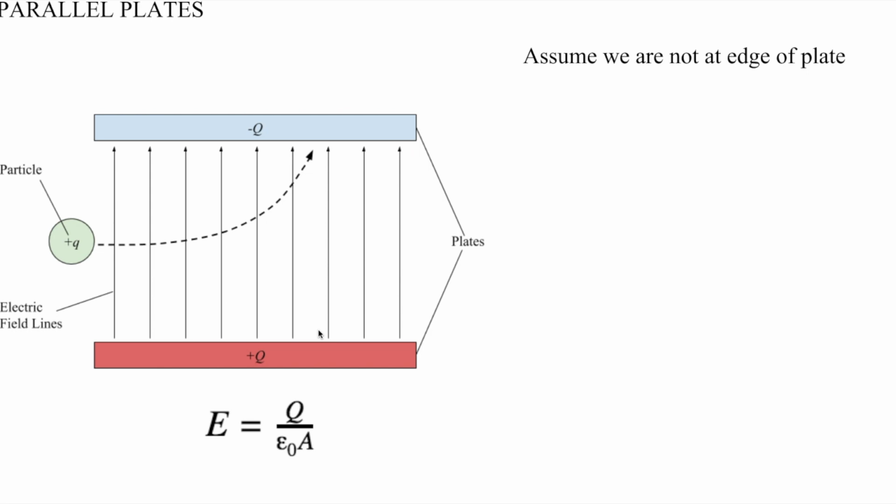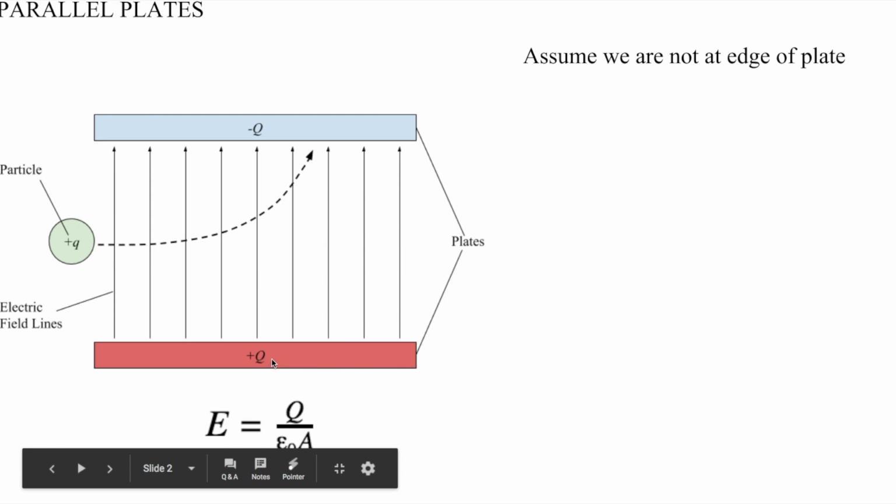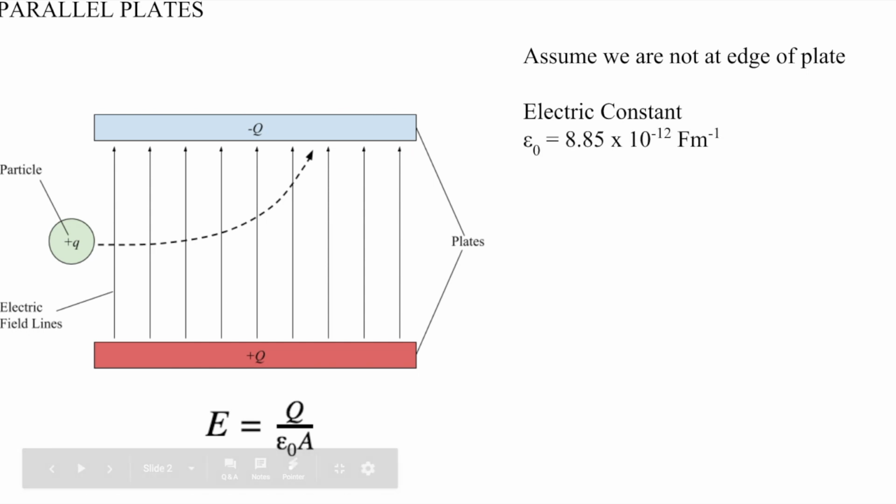So if we have a system of parallel plates with opposite charges of Q and areas of A, then the electric field created between the plates is given by the equation Q over epsilon times A, where epsilon is the electric constant, and that is equal to 8.85 times 10 to the negative 12th power.